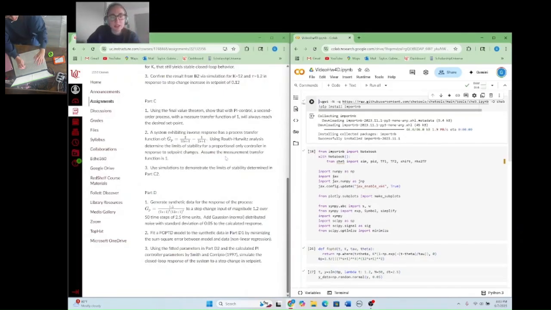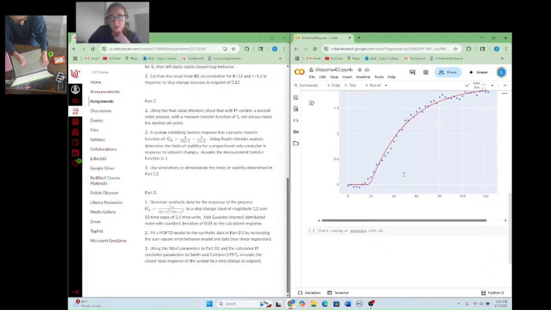So using the fitted parameters from part 2 and the calculated PI controller parameters by Smith and Corripio, we're going to simulate a closed loop response of the system to a step change in the set point. So we have all of these. I'm going to use the parameters given, and I'm going to get them from my iPad here.